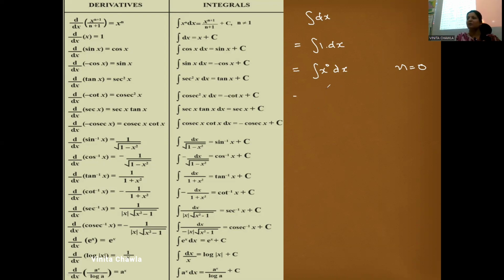use the formula. It's x^(n+1) upon n+1. So x^(0+1) upon 0+1 plus c. And the answer is x plus c.